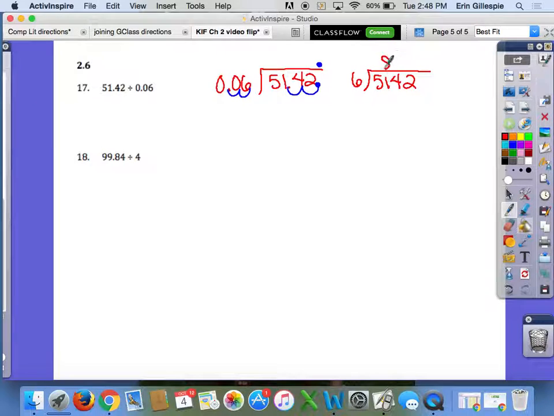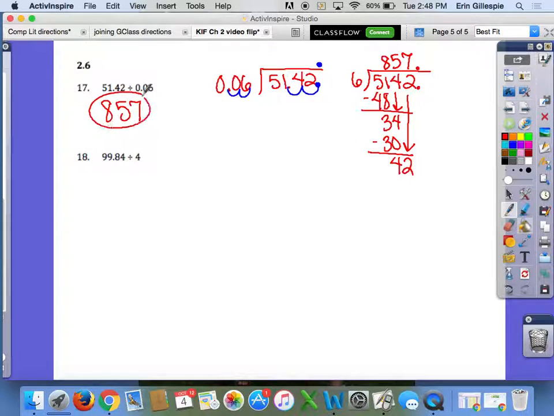So now it's just like a normal long division problem. 6 goes into 51 8 times. 51 minus 48 is 3. We get to bring down the 4. 6 goes into 34 5 times. 5 times 6 is 30. Bring down the 2. 6 goes into 42 7 times. Remember, your decimal is right here. So our answer is just 857 because I'm done dividing with no remainder and I don't have any numbers after the decimal. So here our answer is 857.